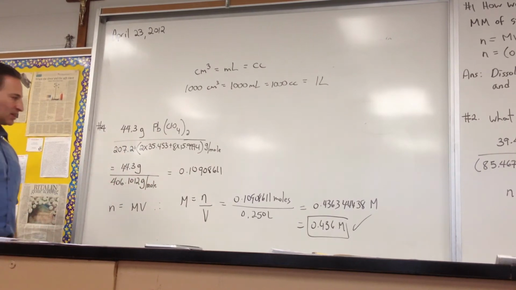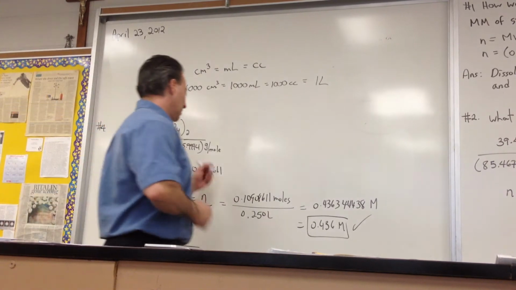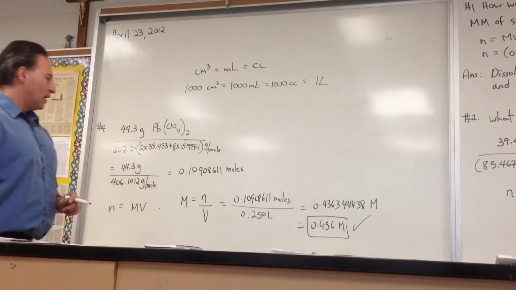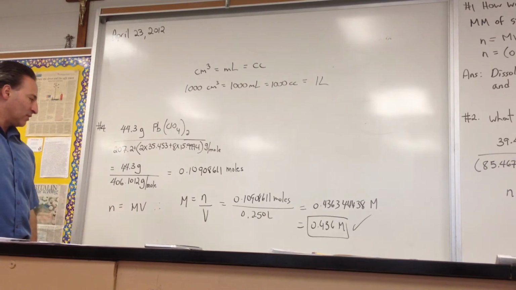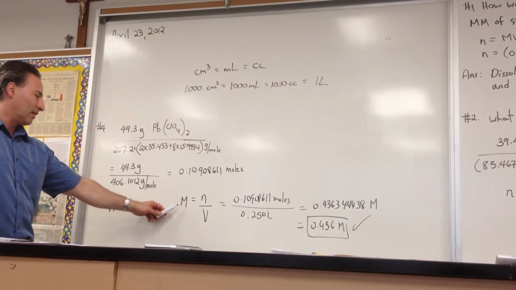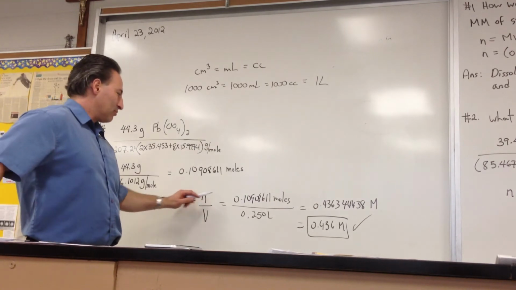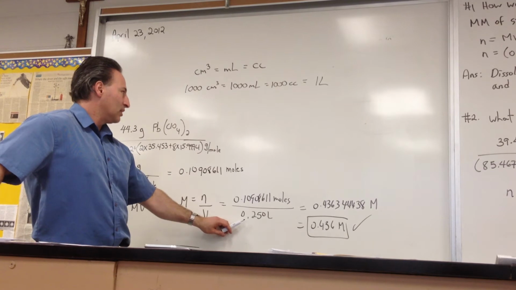44.3 divided by 406 equals 0.109 moles of plumbus perchlorate. Then we use the formula, number of moles is equal to molarity times the volume, and we solve for molarity by transposing the V. And we know the 2 values, the number of moles is 0.109 as we solved for here. The volume is 0.25 liters.